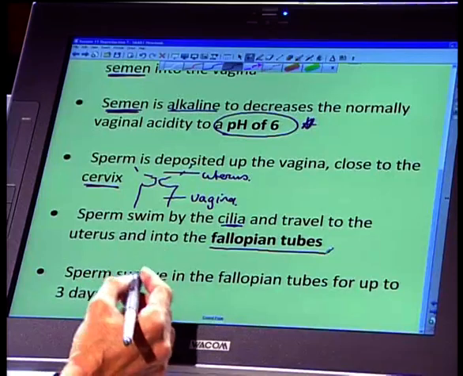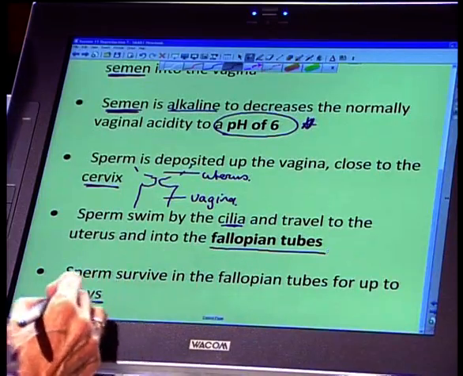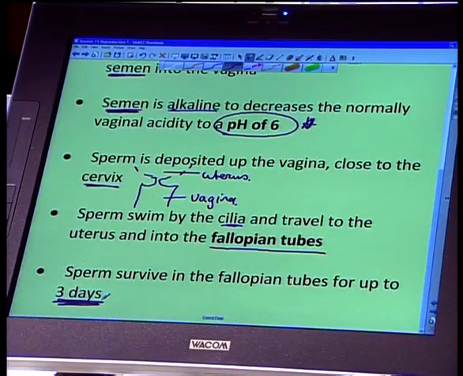Okay, the sperms survive in the fallopian tubes for 3 days. And that's very important, because if the egg cell is not ready to accept a sperm cell in those 3 days, then the sperm die and no fertilization will occur. A female can only be impregnated if the egg is ready during ovulation. And if that egg is not ready, no fertilization will occur.